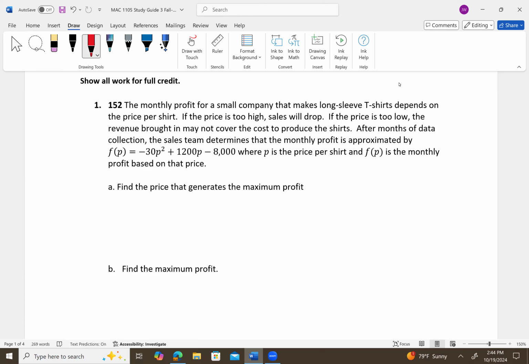So in this case, p is going to equal -b over 2a, where b is 1,200. So negative 1,200 over 2 times a, which is -30. So I have -1,200 over -60, or $20.